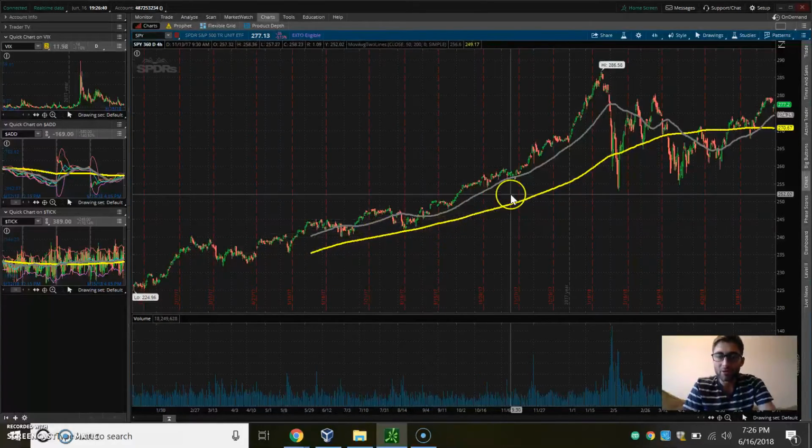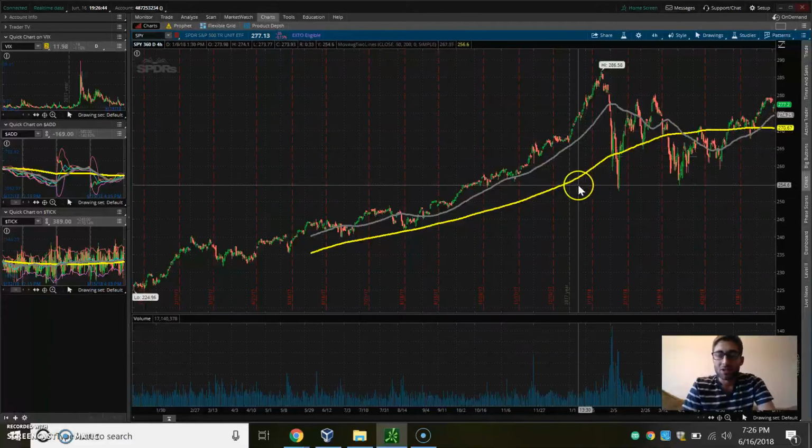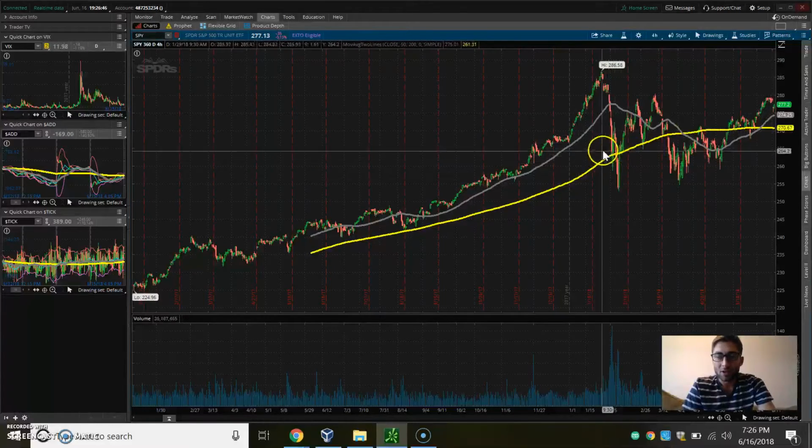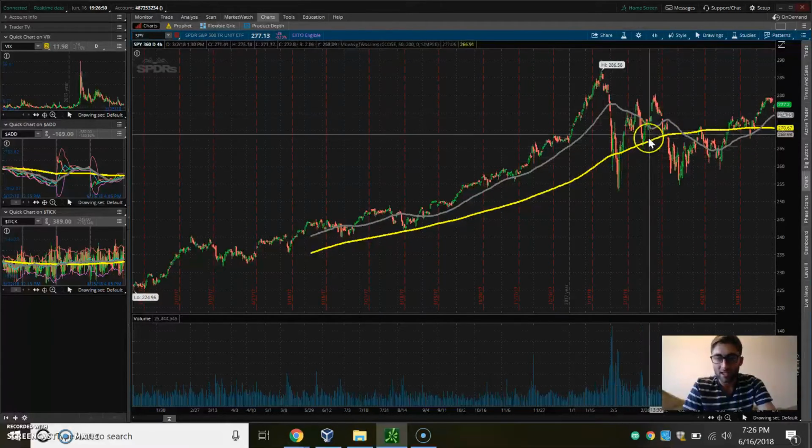The 200 moving day average has this thing called the Dow theory, which says if it's under the average like it is here, you should sell, and when it's above the average like it's here, you should buy. And it's under here, it's over here.